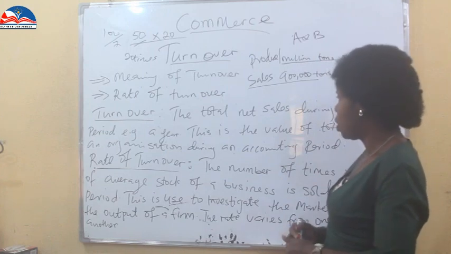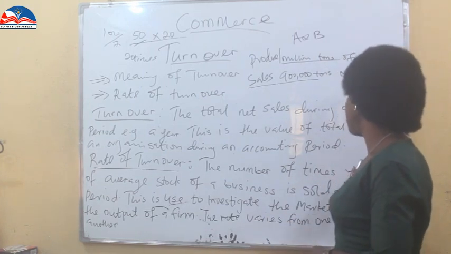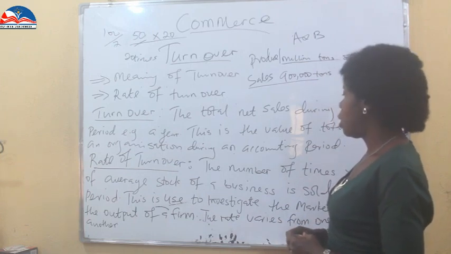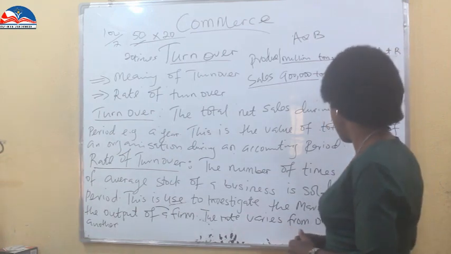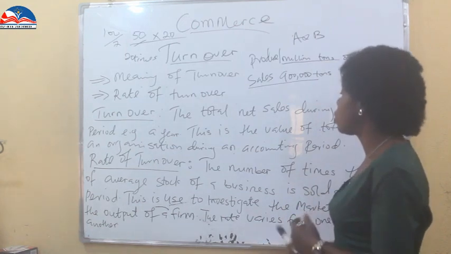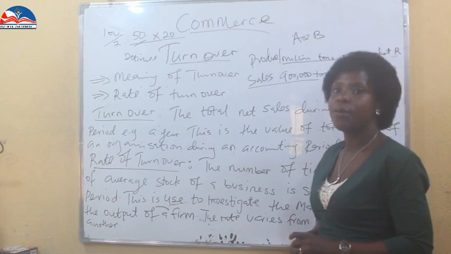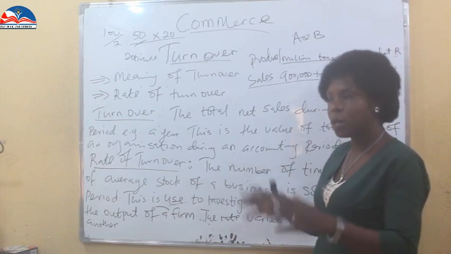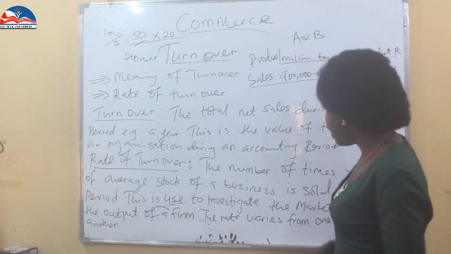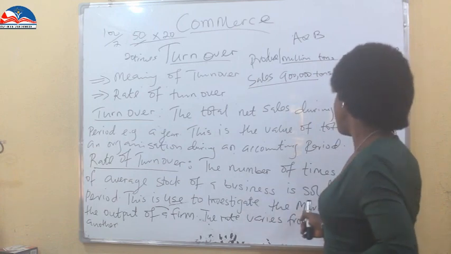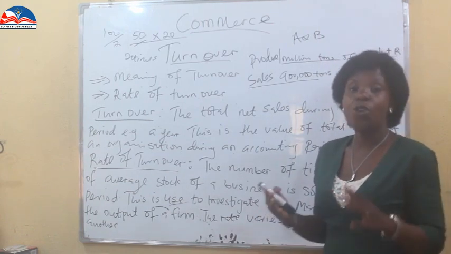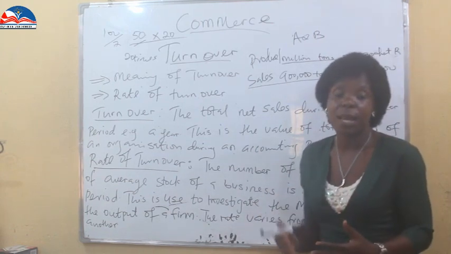So, rate of turnover, the number of times the value of average stock of a business is sold during a period. This is used to investigate the market success of the output of a firm. The rate varies from one period to another. So, if that's the case, that means that the average stock of a business has to be calculated to know the rate of turnover. Know when you restock. Know how many times you restock in a year.